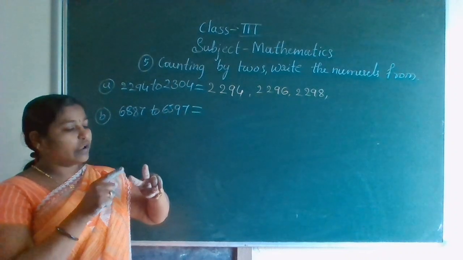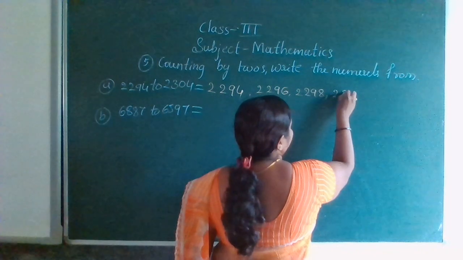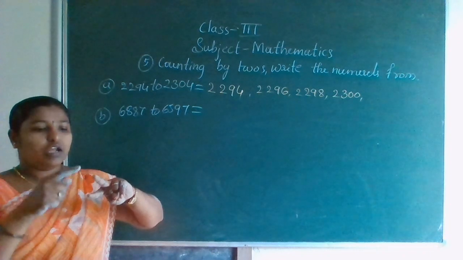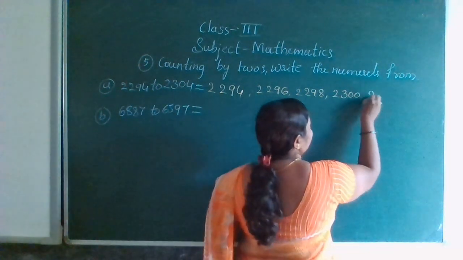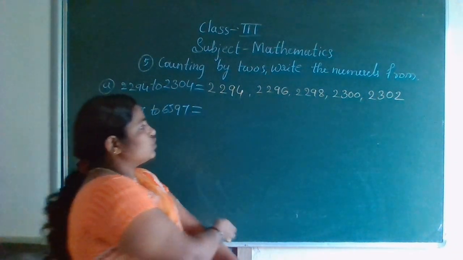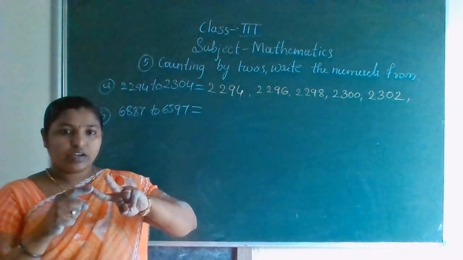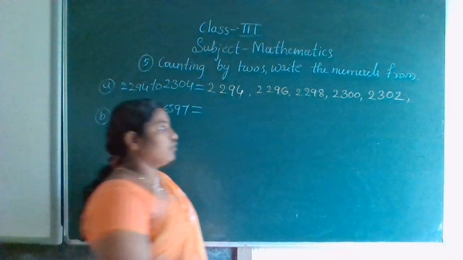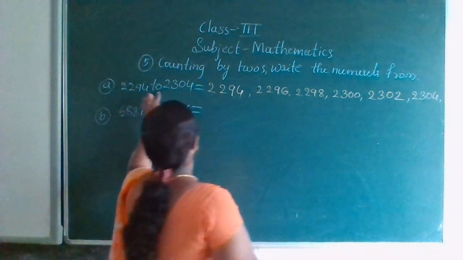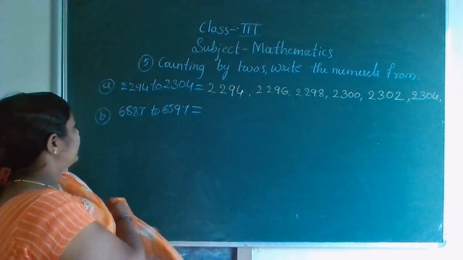And then 2298, 2299, 2300. Next 2301, 2302. Up to this we should write. Next, one more number, 2303, 2304. See, 2304 is the last number. Now this is over. Next we will go to the next question.